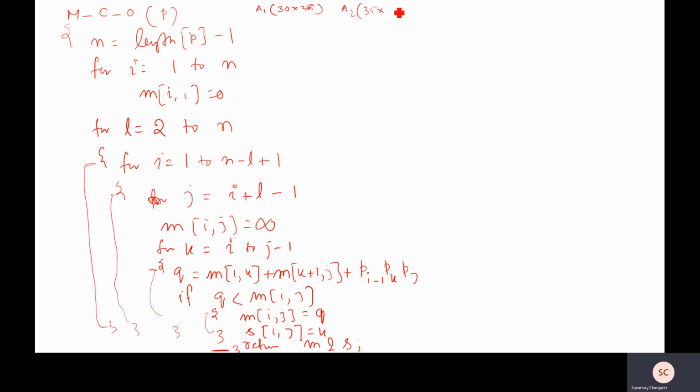A2 is 35 cross 15. A3 is 15 cross 5, then A4 is 5 cross 10, then A5 is 10 cross 20, then A6 is 20 cross 25.